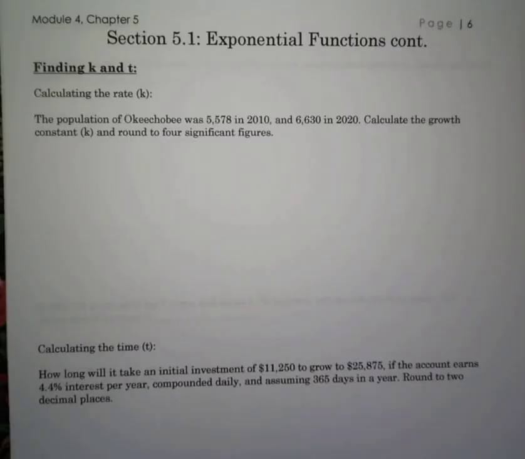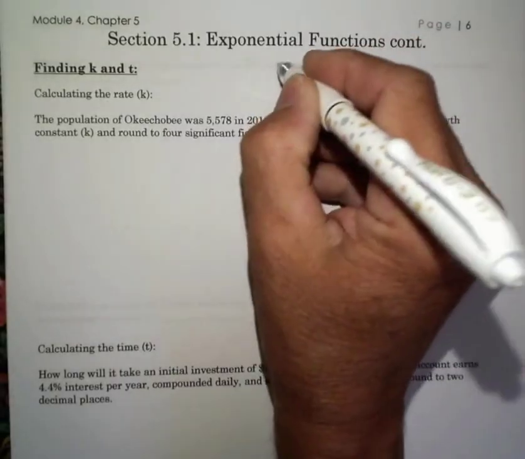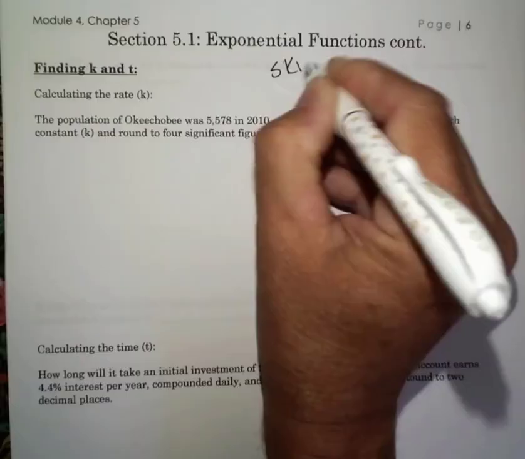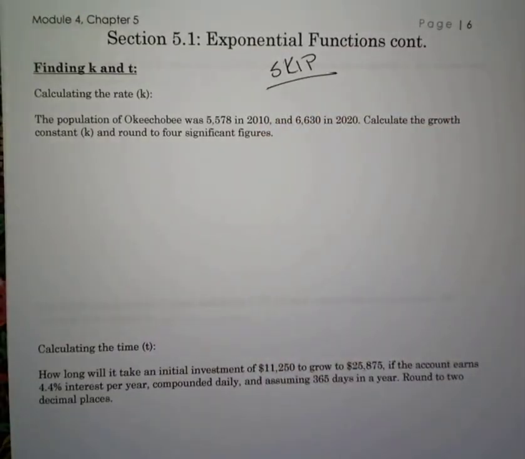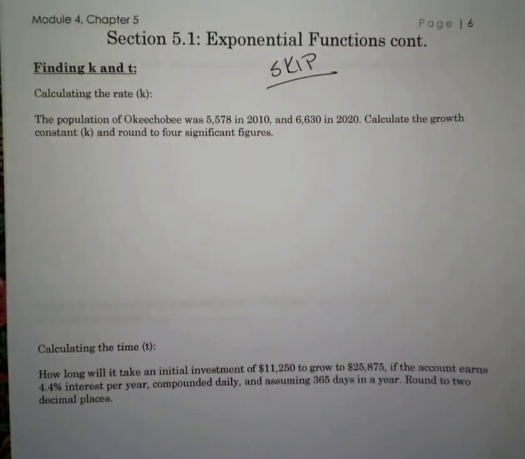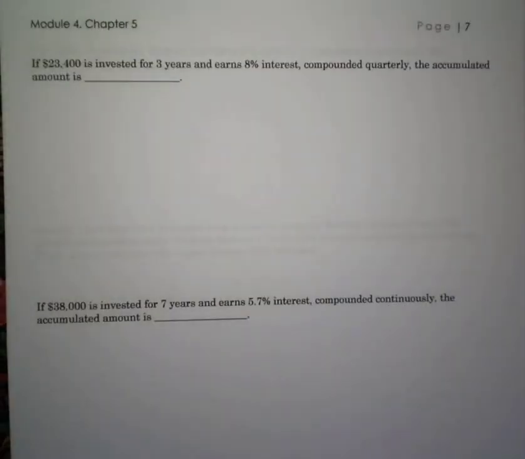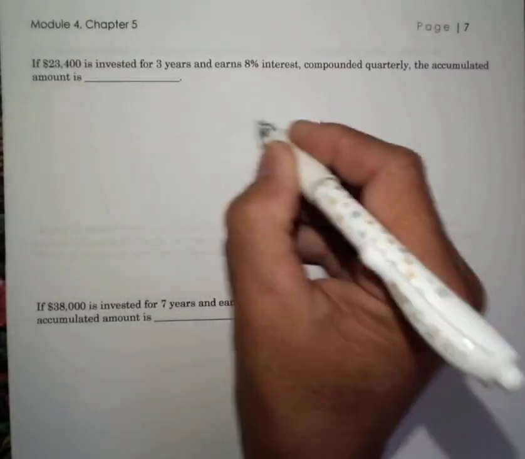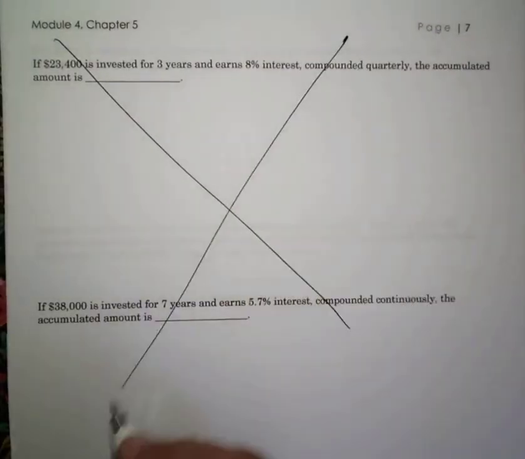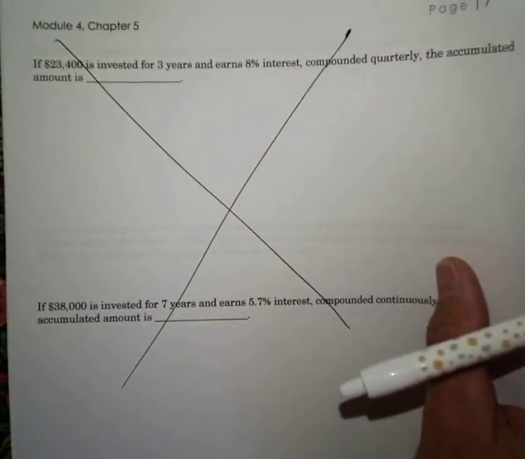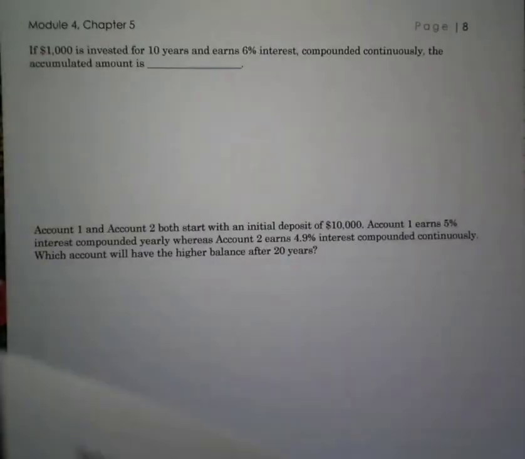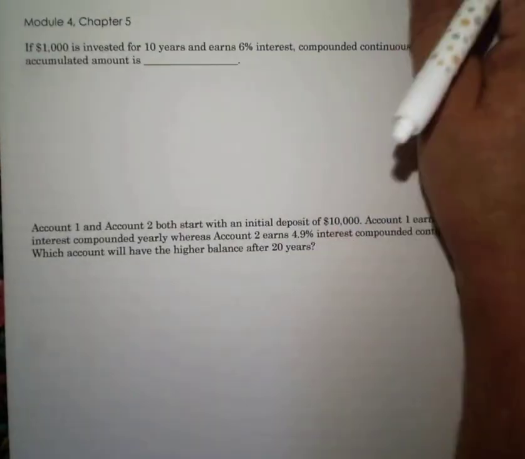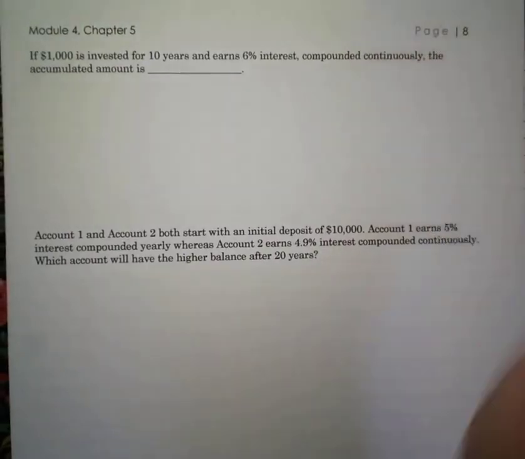And we've just got a couple more of these to do. On page 6, I'm going to skip this page because we've removed some material from this particular section, and so you really can skip over that page. On page 7, I've duplicated that one, so you can just cross that one out. We've already worked those 2 problems, and let's go on to page 8. We've only got a couple more examples of this that I wanted to work with you, and they are $1,000 invested for 10 years, earning 6% interest compounded continuously.